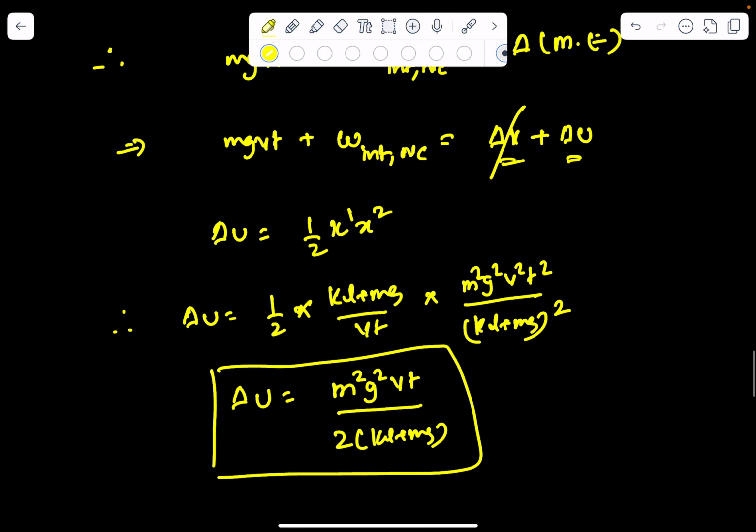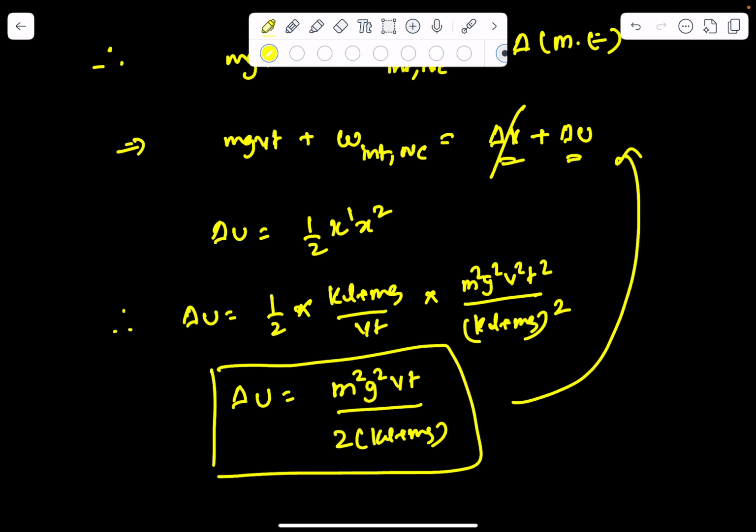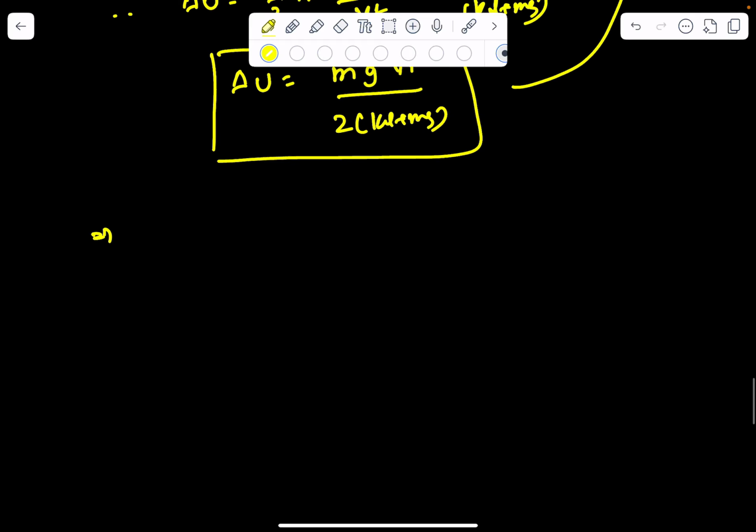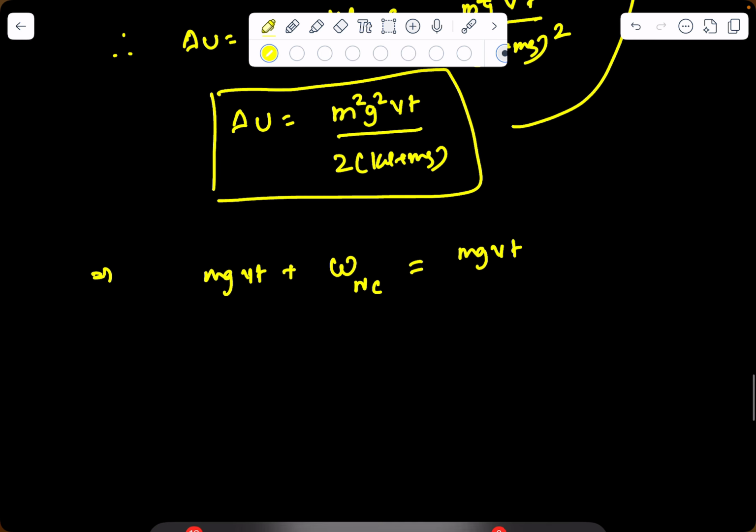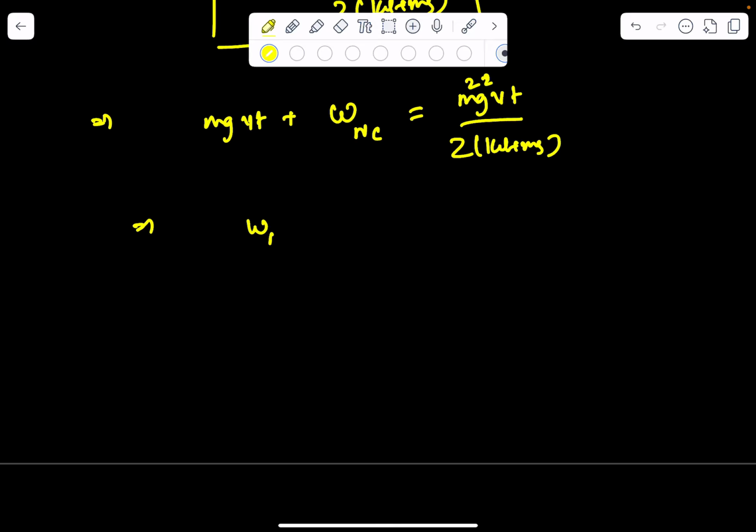Now substitute this delta U in the above expression we have already got. So we can say mgvt plus work done by the internal non-conservative forces is equal to m square g square vt divided by 2 into kl plus mg. And work done by the internal non-conservative forces is equal to m square g square vt by 2 into kl plus mg minus mgvt.